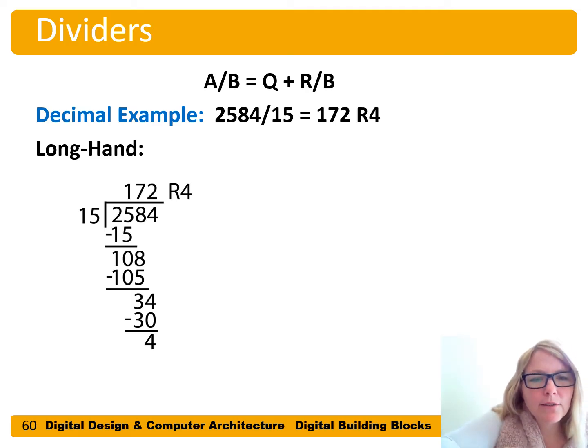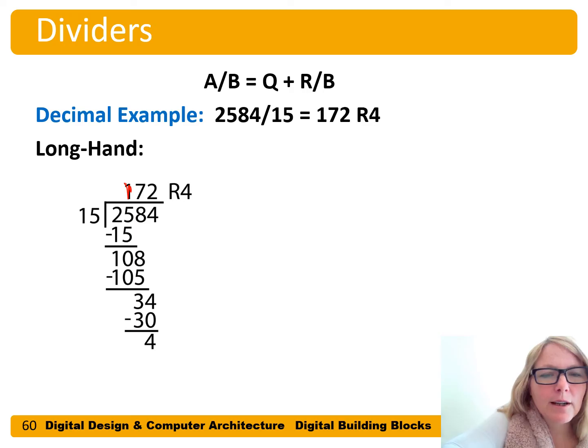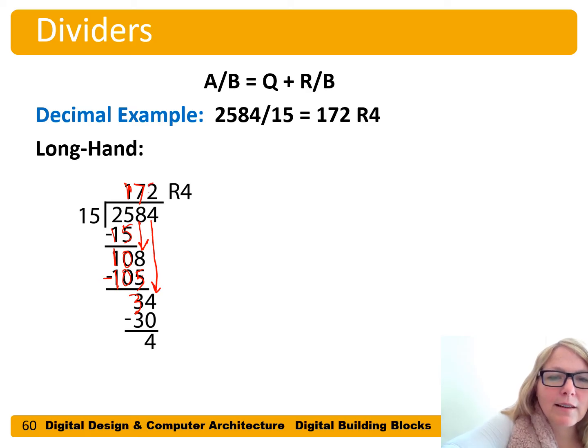15 goes into 25. Well, if it's in there once, subtract 15, and we get that. What's left is 10. Bring down the next digit, and we have 108. How many times does 15 fit in there? Fits 7 times. 7 times 15 is 105. So subtract 105. We get a 3. Bring down our last digit, 34. How many times does 15 fit into that? 2. 2 times 15 is 30. We subtract that, and we get 4, and that's our remainder. So we get 172, remainder of 4.